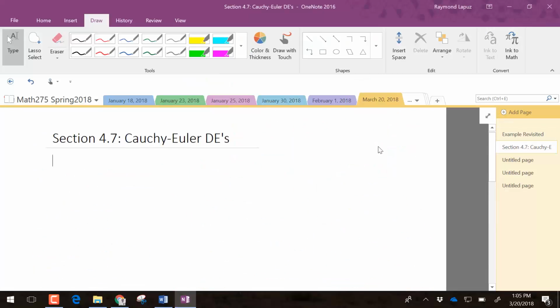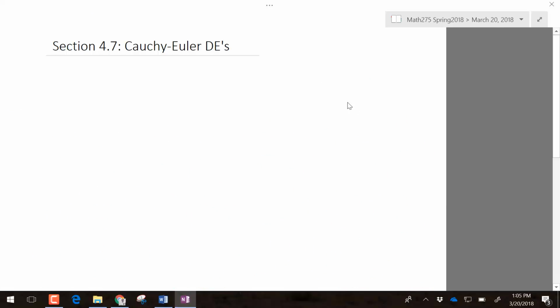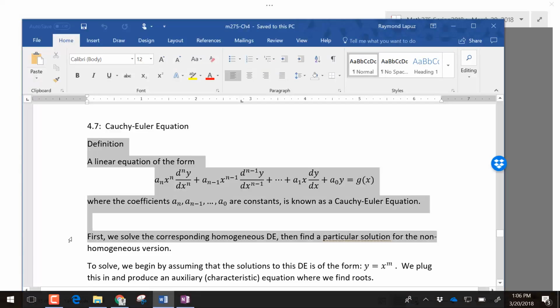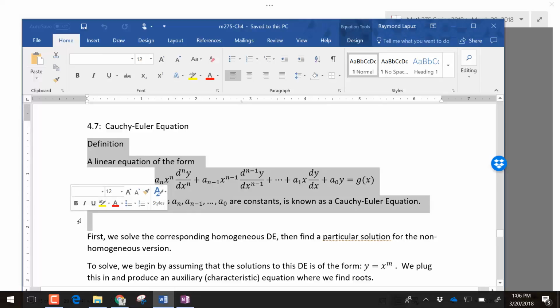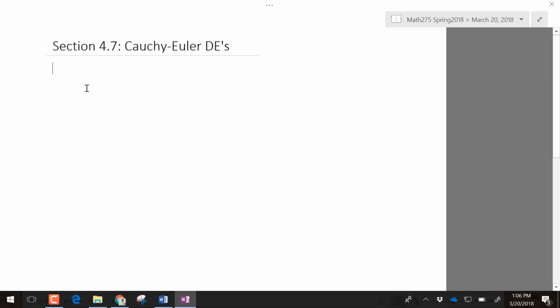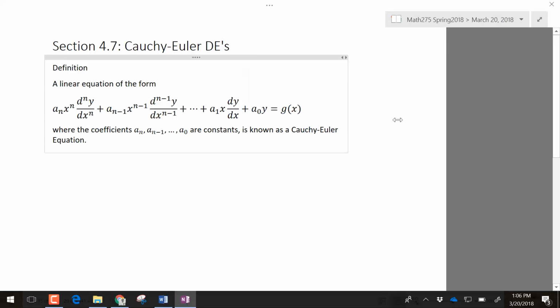All right. Let's move to a slightly different kind of differential equation. The differential equations we've been dealing with have constant coefficients. They've been nice, but not everything is going to be like that. So we're going to see another type of differential equation that does not have constant coefficients, but it follows a certain pattern, and the certain pattern makes it a particular type of differential equation. And these are called Cauchy Euler differential equations.